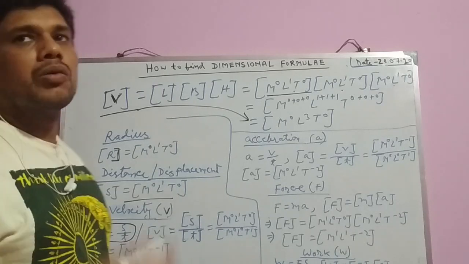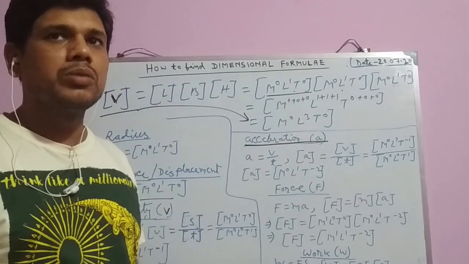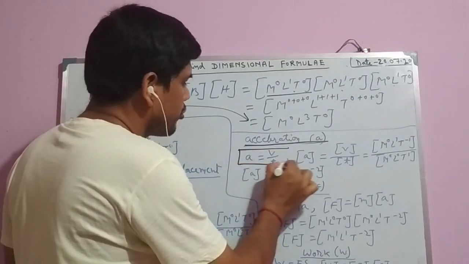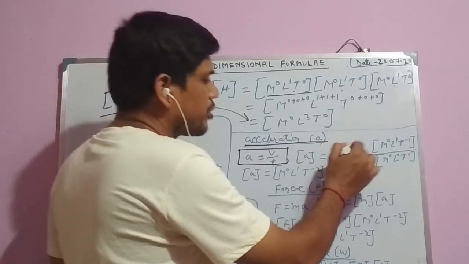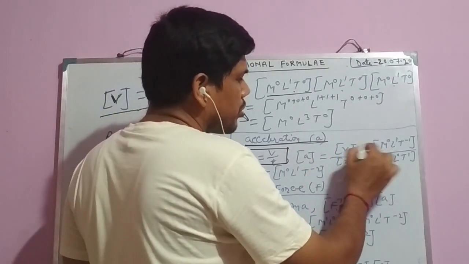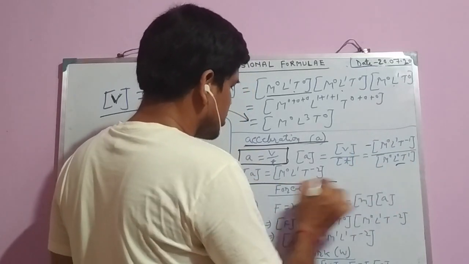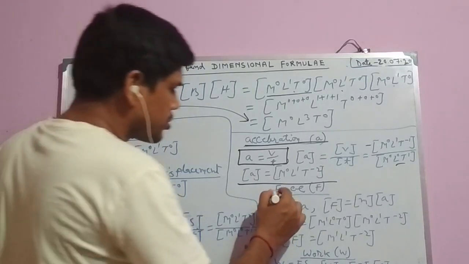Next, the dimensional formula of acceleration. It is generally denoted by the letter a. We know this formula: a equals v by t. Now write [a] equals [v] by [t]. The dimensional formula of v is this one, and of time is this one. So the dimensional formula of acceleration is M^0 L^1 T^-2.